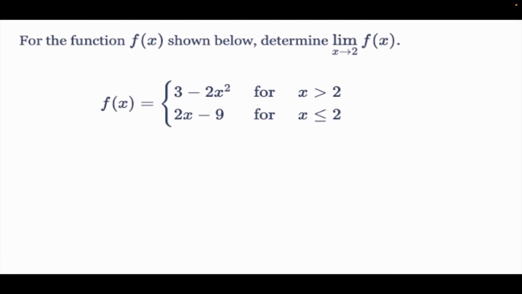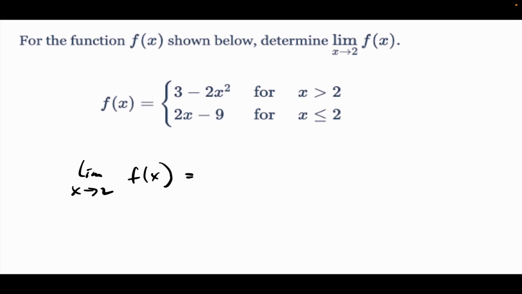Okay? So, first of all, let's write this down. The limit as x approaches 2 for f of x. That's what I'm trying to figure out, right? Where am I going to plug in 2? Why 2x minus 9 and not the top one, 3 minus 2x squared? Seth, you're right. Why, though? Why did you choose the bottom one instead of the top? Because it says when x is equal to or less than. There you go. Equal, right?